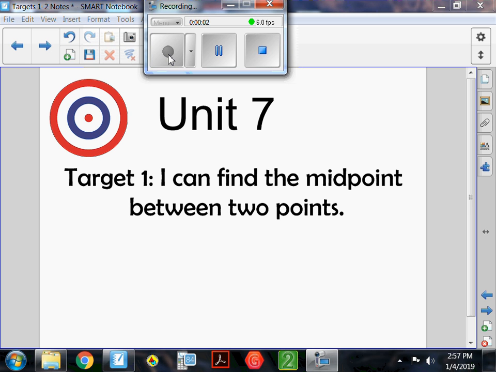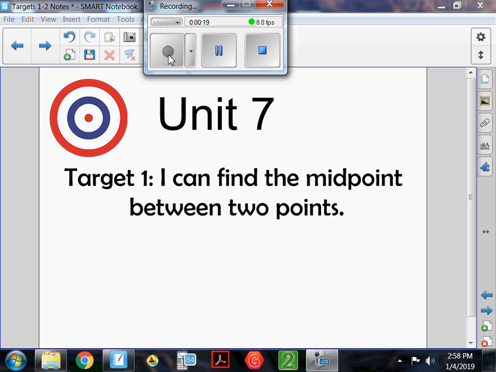All right, welcome to Unit 7. Unit 7 is going to be on finding distance. And the first thing we're going to do is find the distance between 2 points, cut that in half, and the point right in the middle there is called the midpoint. So target 1 is finding a midpoint between 2 points.